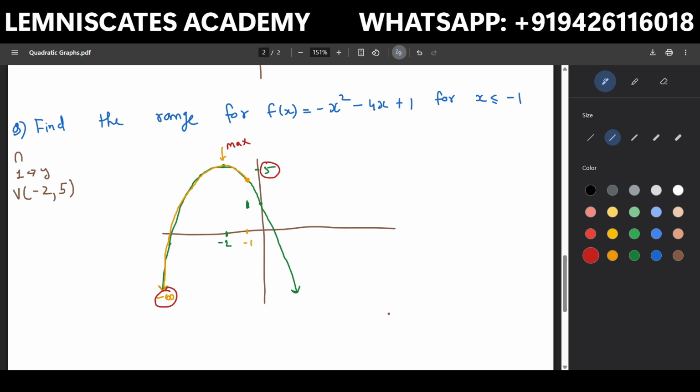So how do you write your range? Your range is every y value or the output value that is always going to be less than or equal to 5. Will I write this equal to sign or will I not write it? I will write it because I got that 5 at minus 2. And minus 2 of course belongs to the domain. So 5 belongs to the range. Hence, this is your answer. So yes, let's go ahead and check it under the Desmos.